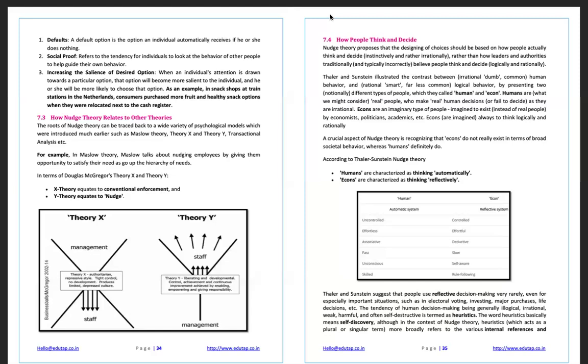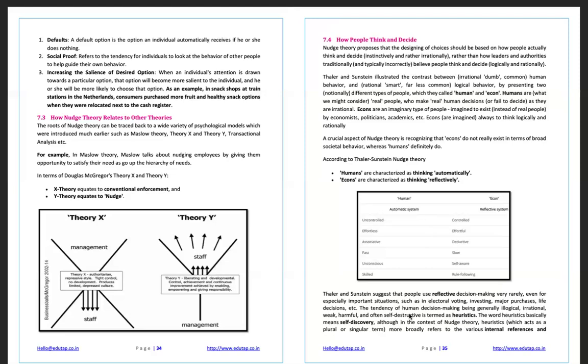So Thaler and Sunstein suggest that people use reflective decision making very rarely, even for special important situations such as in electoral voting, investing, major purchases, life decisions, etc. The tendency of human decision making being generally illogical, irrational, weak, harmful, and often self-destructive is termed as heuristics.